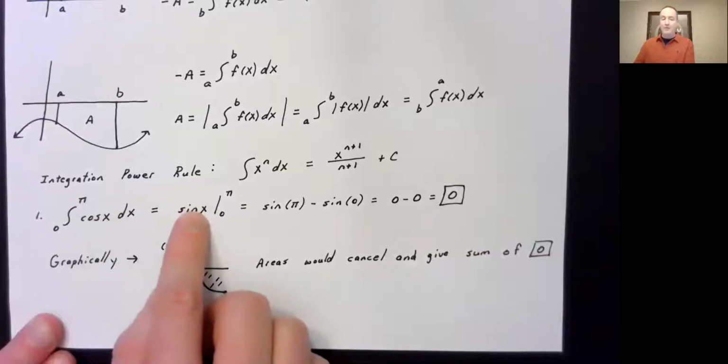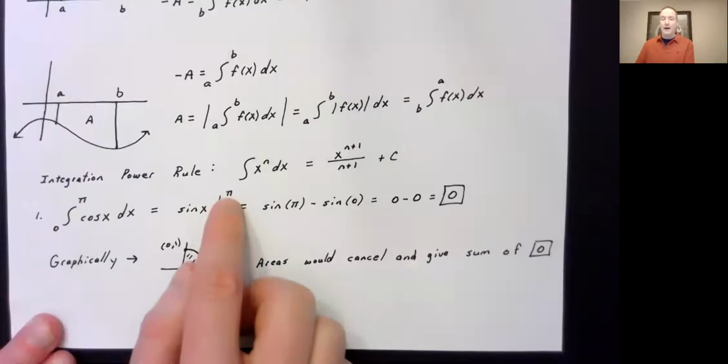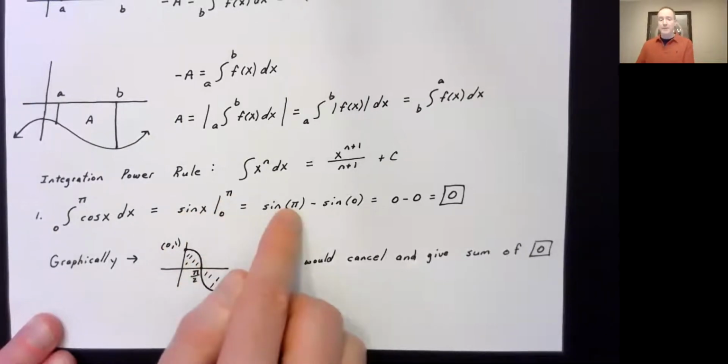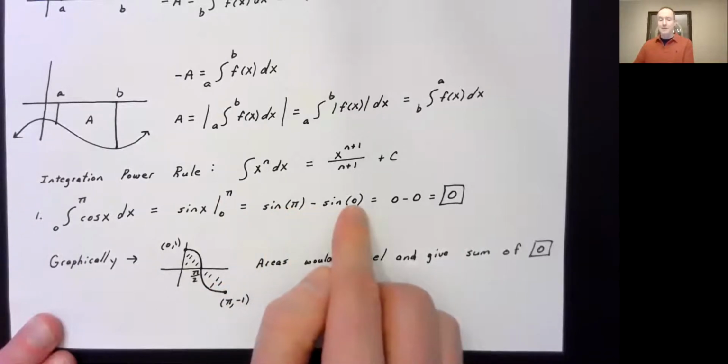Now, after I integrate, I need to evaluate at the limits of integration from 0 to pi. Well, sine evaluated at the top limit gives me sine of pi minus sine evaluated at the lower limit, 0.